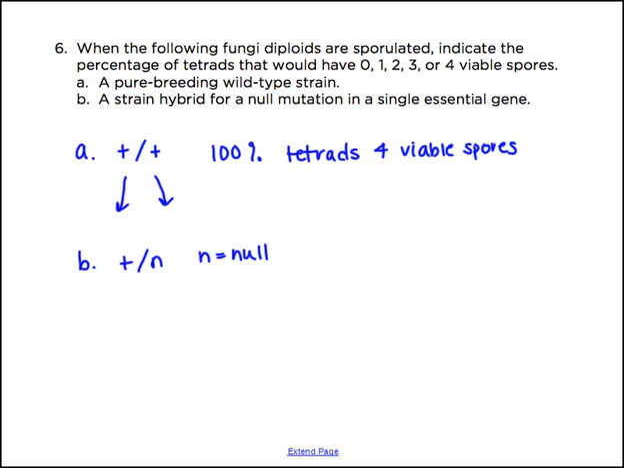However, when it goes through meiosis, 100% of the tetrads, or all of the tetrads, will have 2 plus gametes and 2 N, because remember they separate, and these 2 N's will not be viable because they don't have this essential gene, which means they can't make this essential enzyme, whatever it is. So 100% of the tetrads will only have 2 viable spores.